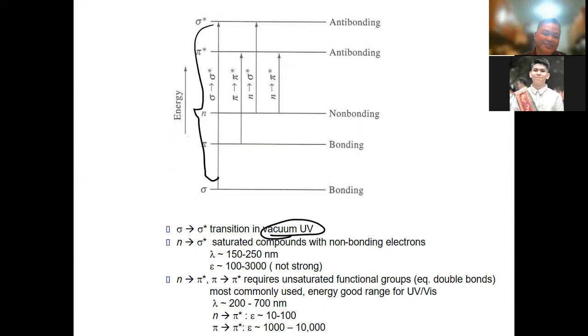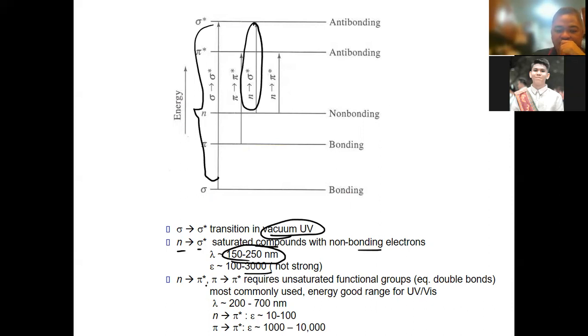Okay, and then you also have an n to sigma star transition. This happens in saturated compounds with non-bonding electrons. So the absorbance wavelength will be around 150 to 250, and the molar absorptivity is at the most 3000, which is not really strong. So if you're going to look at this, this is non-bonding to sigma star. So this is just around here.